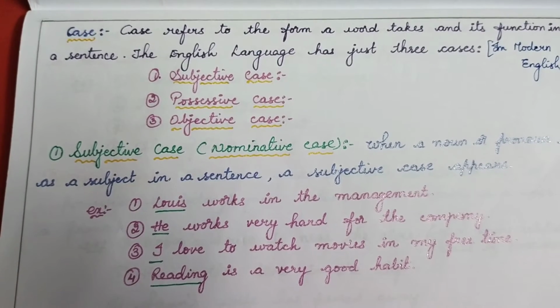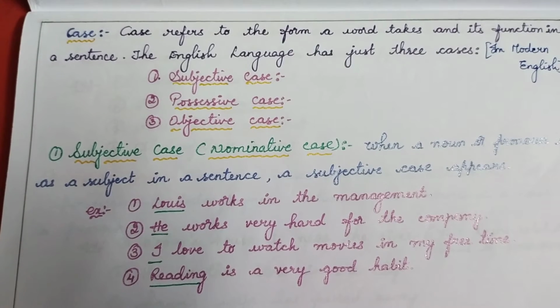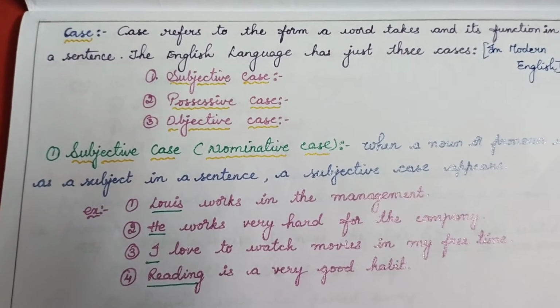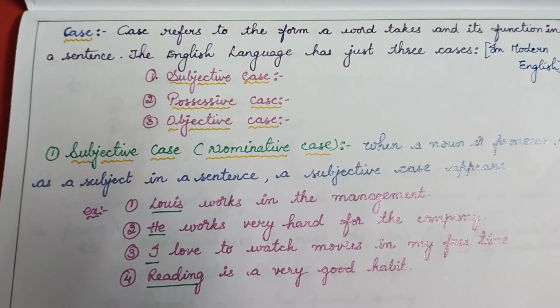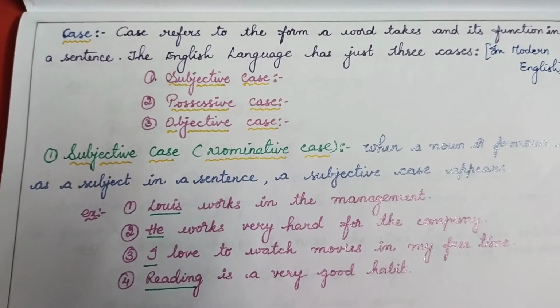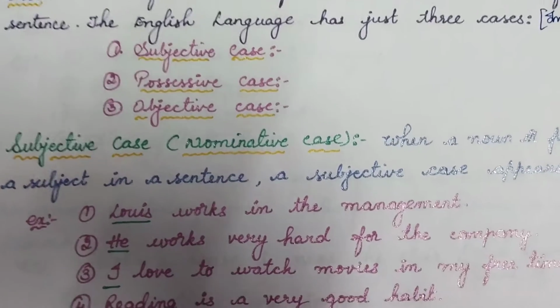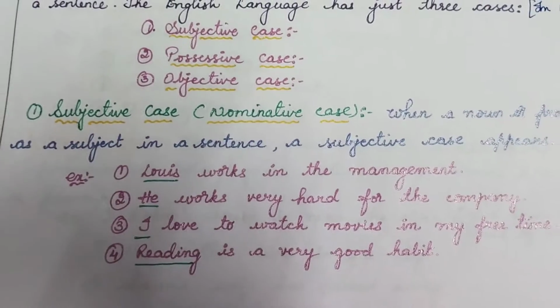There are 3 cases in English, especially in modern English. They are subjective case, possessive case, objective case. So let us go into detail one by one.